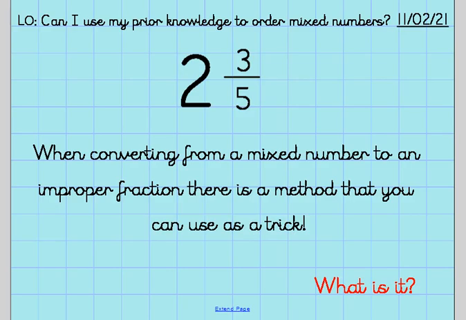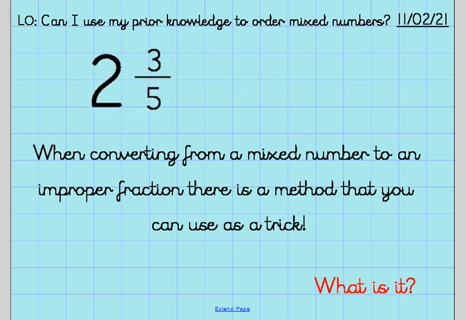So, yesterday we looked at these, okay? We looked at converting from a mixed number to an improper fraction, and there was a method that you could use as a trick. What was it? What was that rhyme? Can you remember? Okay, remember it was whole number times denominator, add the numerator.